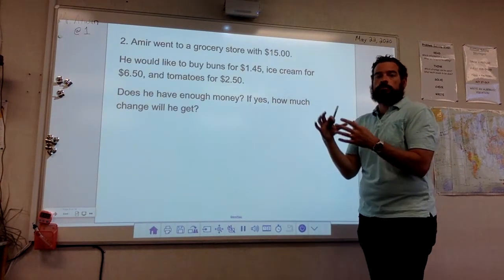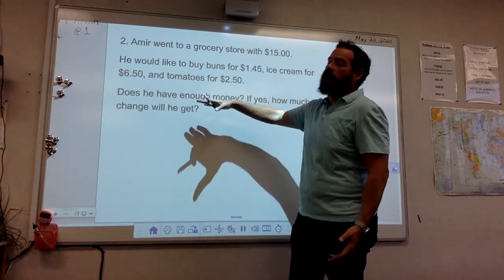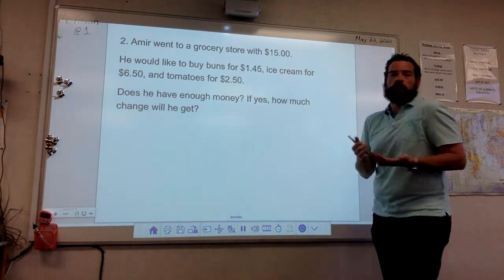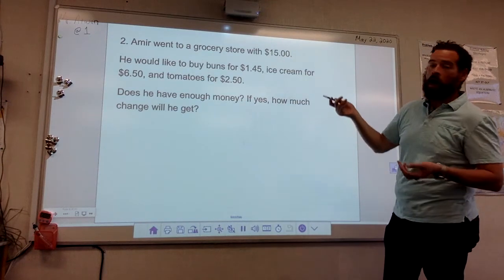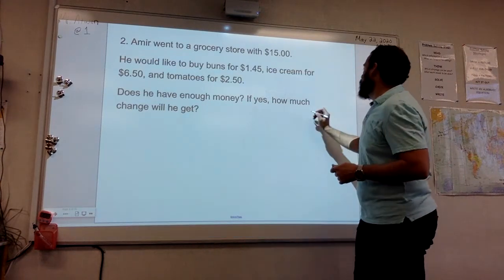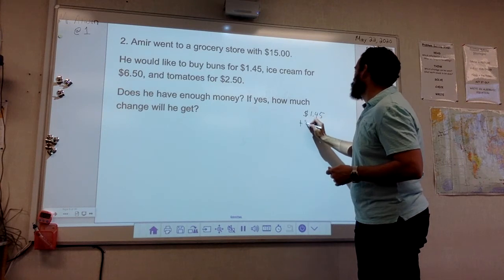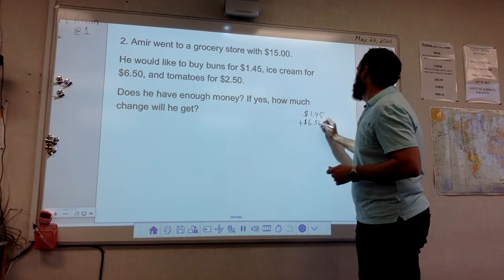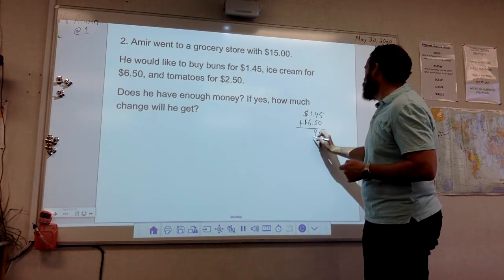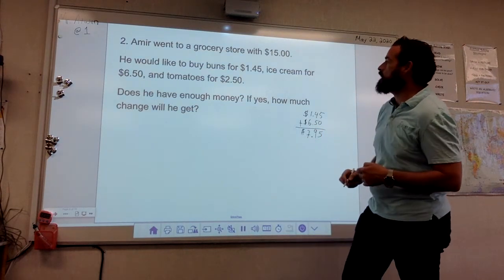And again, you can do this by doing, say, $1.45 plus $6.50 first and adding that to $2.50, or you could do all 3 at once, whatever you're more comfortable with. This time I'll do it in steps. So I'll do the $1.45 plus $6.50. Okay, so 5 plus 0 is 5. 5 plus 4 is 9. Decimal point. 6 plus 1 is 7. Dollar sign. So there's $7.95.